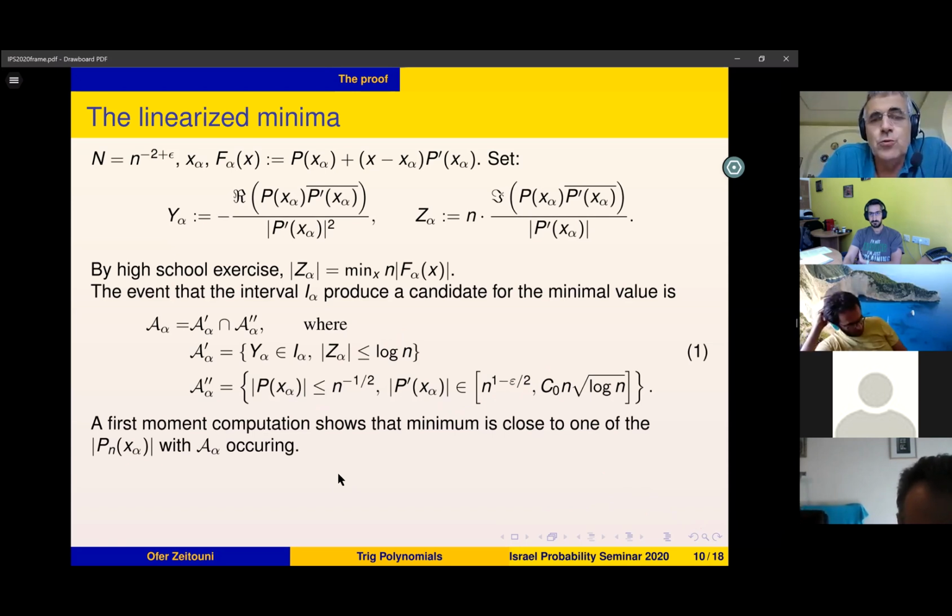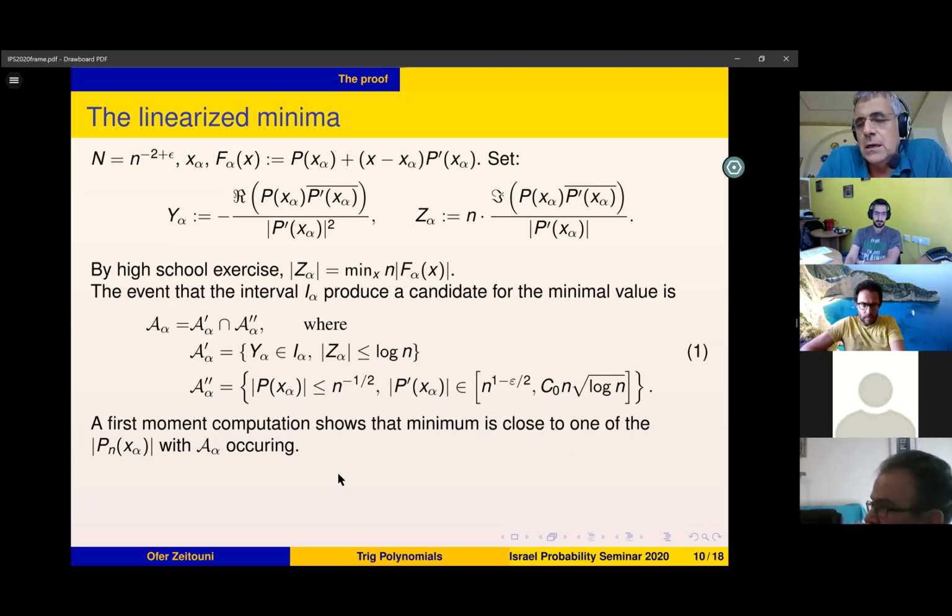It's an easy computation to check that you are going to catch the minimum this way. Namely, the possibility that there exists a minimum that will not be counted by these events on our lattice, on our collection of sample points, is going to be negligible. So this is just not going to happen. As far as we are concerned, we have replaced the original problem by a counting problem. We want to find how many of these A alpha occur. If none occur, it means that the minimum is larger than n to the -1.